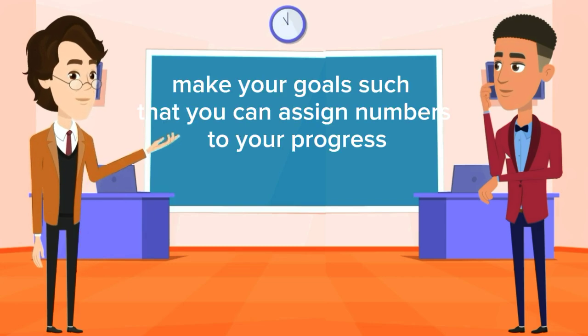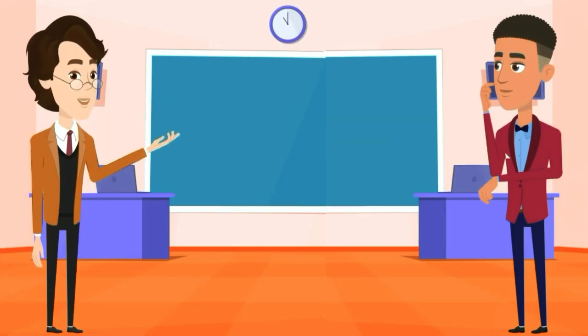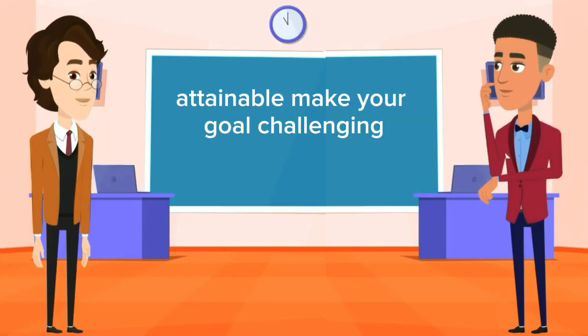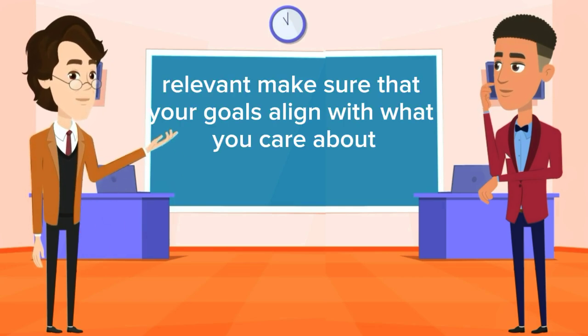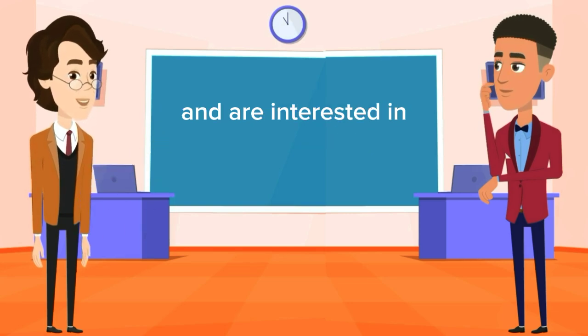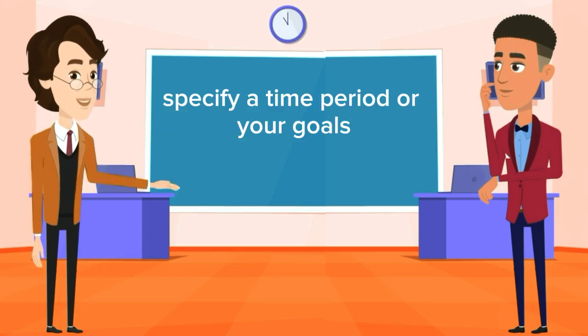Measurable. Make your goals such that you can assign numbers to your progress. Attainable. Make your goal challenging, but not too challenging. Choose something that is doable for you. Relevant. Make sure that your goals align with what you care about and are interested in. And finally, time bound. Specify a time period for your goals.